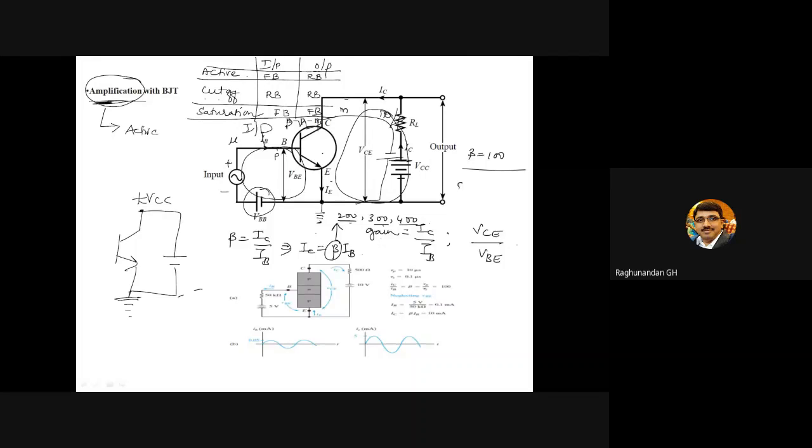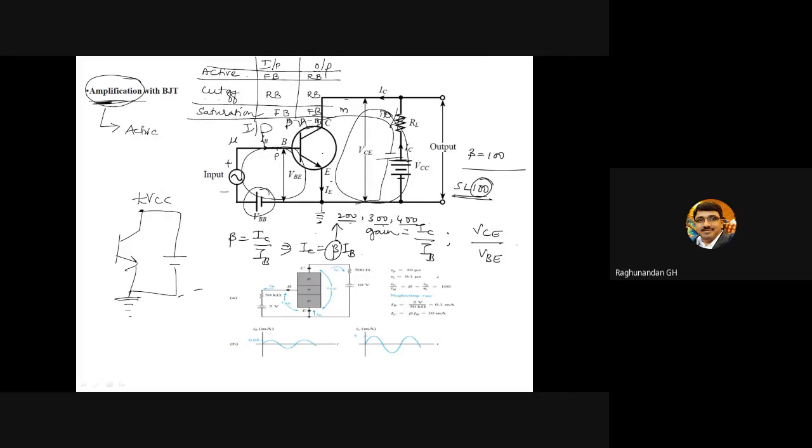Usually in our lab we use SL100. This is one normal BJT transistor we use in our lab, and many colleges use it too. SL100 means its current gain is 100 times. Whatever you give, it will amplify 100 times and give out. So the base current which is given here will be amplified and given at the collector terminal. This is how the amplification happens.